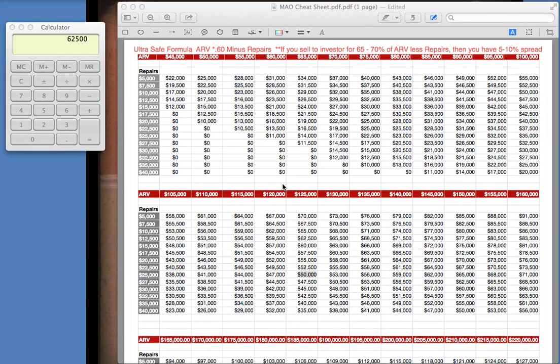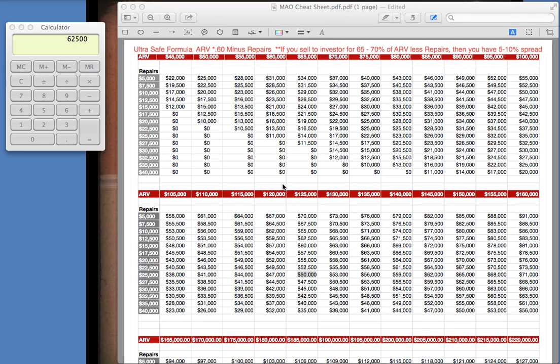And what you're looking at here is the Property Mob MAO cheat sheet. MAO is the acronym for Maximum Allowable Offer. It's the absolute most amount of money that you can offer a seller on a property. So if you downloaded this PDF version and need a little explanation on how to use it, this is the video to watch.